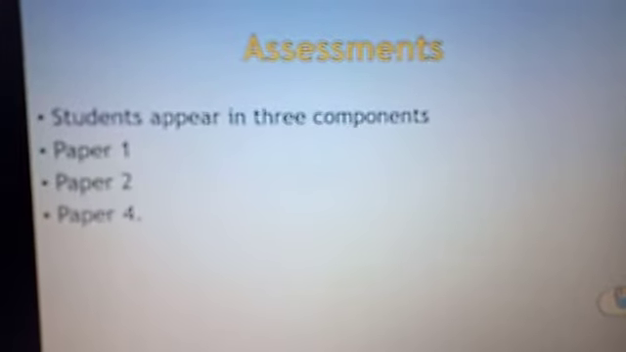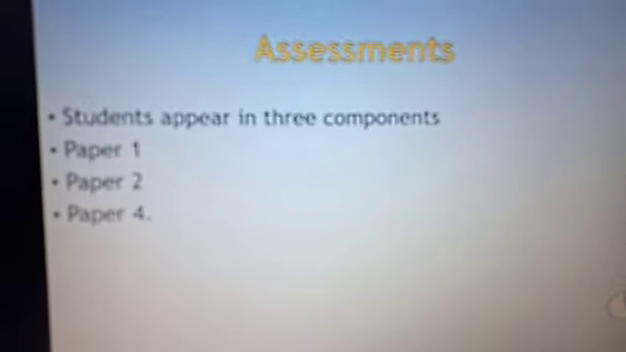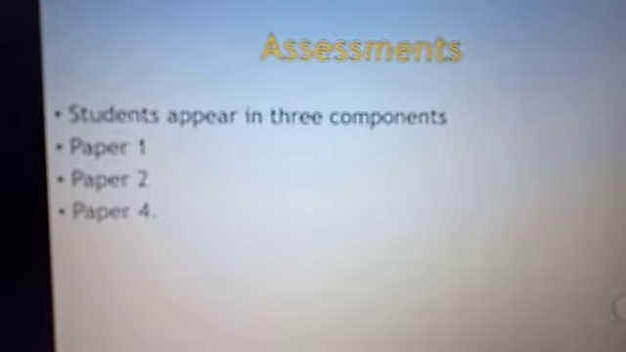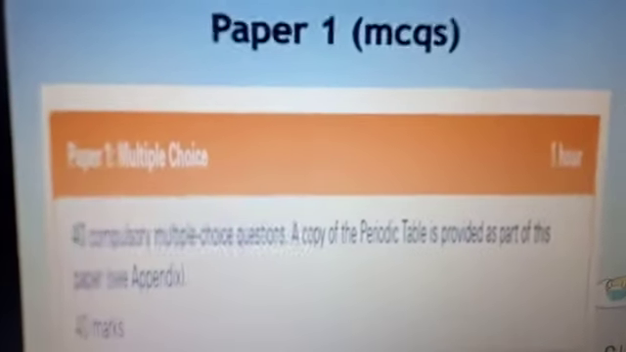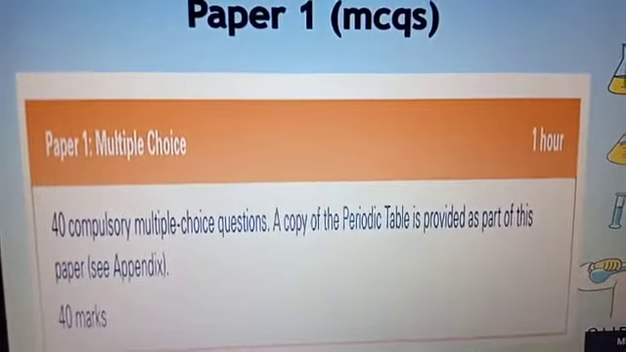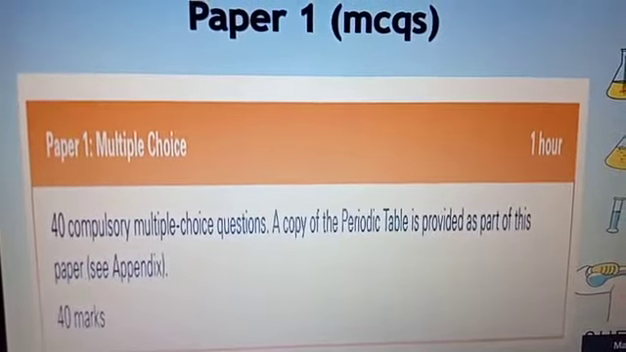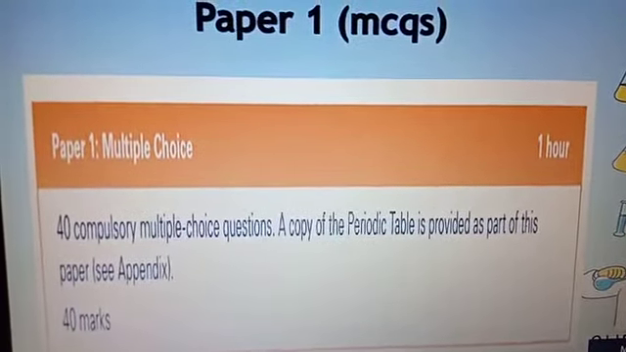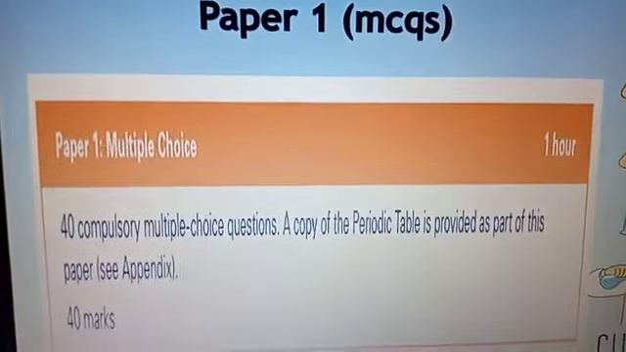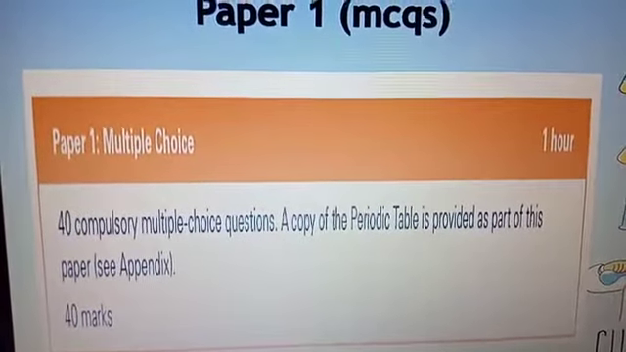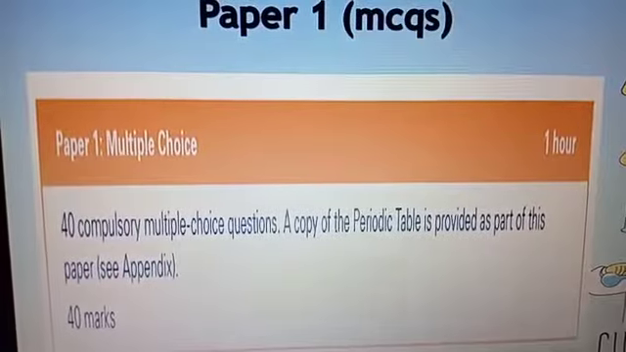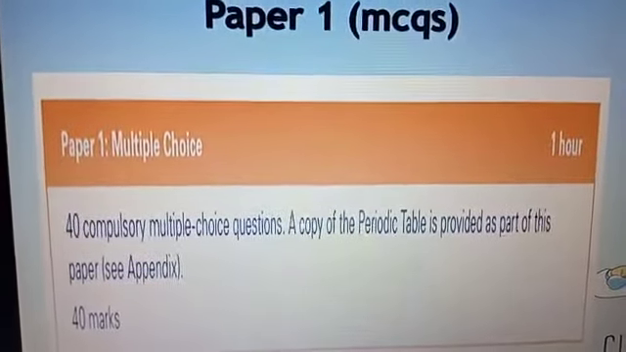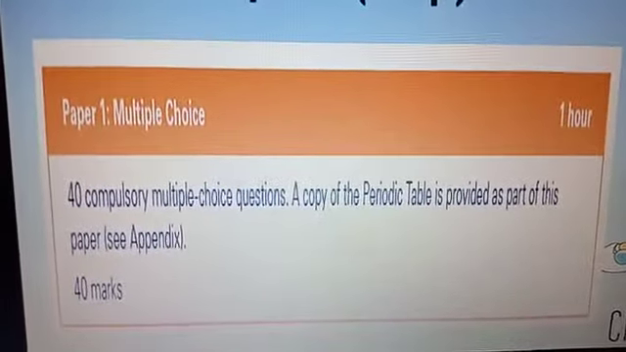Now we will discuss first the assessments, like in which assessments you have to appear in examination. Students will appear in three components, that is paper 1, paper 2 and paper 4. Paper 1 is MCQs paper. It consists of 40 compulsory multiple choice questions. With this paper, a copy of periodic table is provided as part of the paper, and the total marks for this paper are 40.